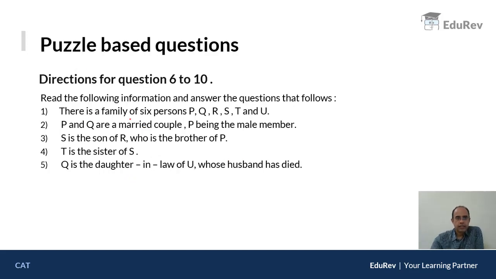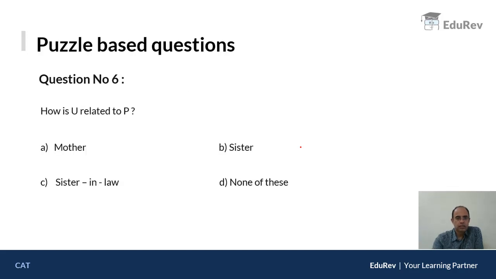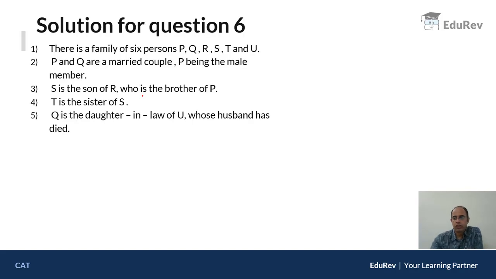It says there is a family of six persons P, Q, R, S, T, and U. P and Q are married couple, P being the male member. S is the son of R, who is the brother of P. T is the sister of S. Q is the daughter-in-law of U, whose husband has died. Now, based on this information, a few questions are being asked. First question: how is U related to P? We'll be solving with the help of a family tree.